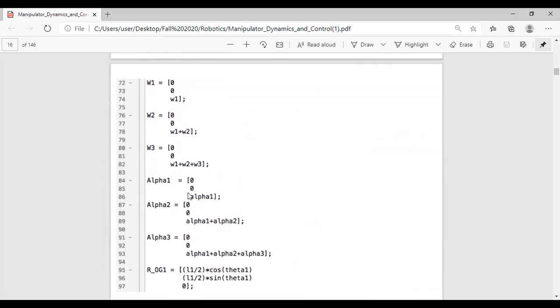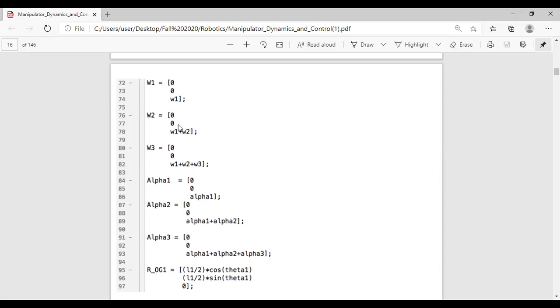Then there are two ways, right? One way would be to do the differentiation using the chain rule. Here I chose to do the vector dynamics, which is doing the cross product. AG1 is equal to A0 plus alpha cross RG1 with respect to O minus omega squared RG1 with respect to O. So you can actually do that in MATLAB.